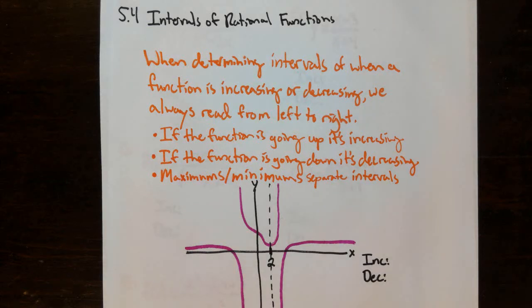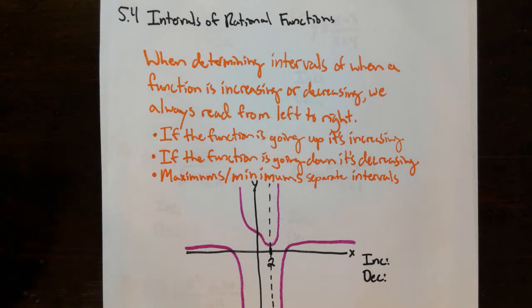Hello class, today we're in 5.4, intervals of rational functions. So far with rational functions, we've talked about their domain, their x and y intercepts, and the asymptotes. But now we're going to talk about intervals, the decreasing and increasing intervals of rational functions. We've looked at increasing and decreasing intervals before, but not with rational functions.